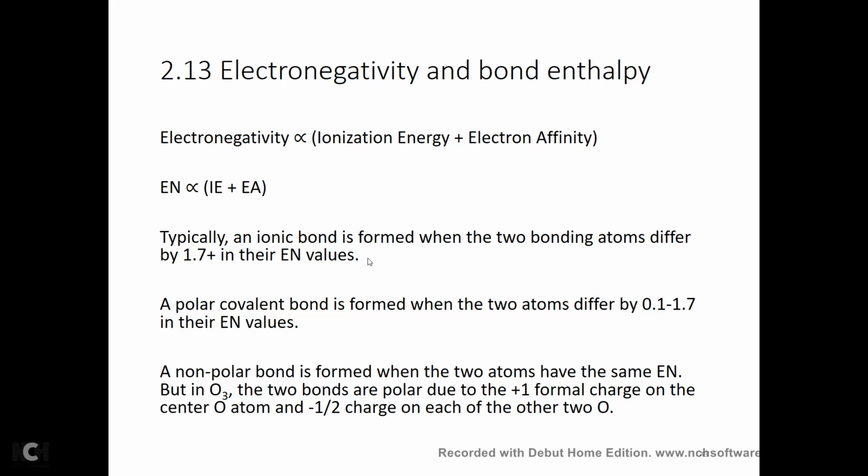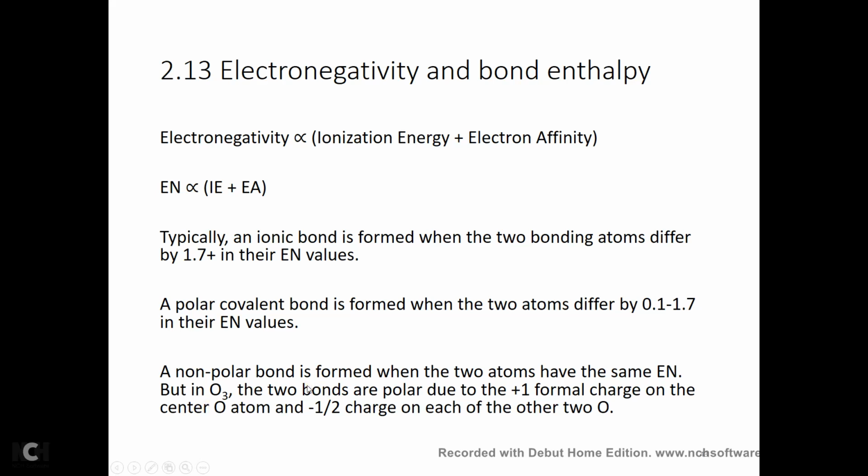What if the difference is between 0.1 and 1.7? Usually it's a polar covalent bond. If you have a homonuclear diatomic molecule like O2, N2, H2, then it's a nonpolar bond, because the two atoms have the same values of electronegativity. But in ozone, pay attention here, this is a polar molecule.